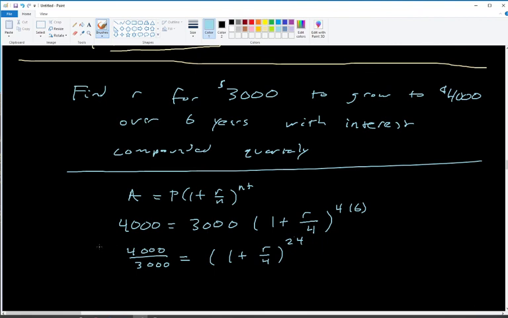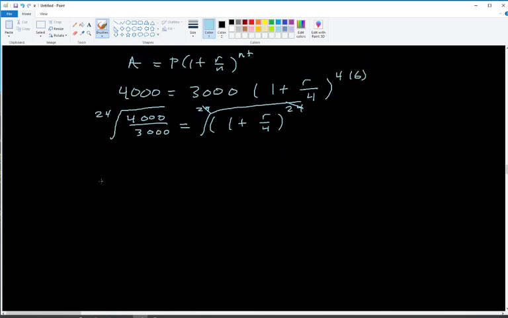So we're going to take the 24th root of both sides in order to cancel the 24th power. A 24th root could be written as the power of 1 over 24. And 4,000 divided by 3,000 reduces to 4/3. So we're going to write the left-hand side as 4/3 to the 1 over 24th power equals 1 plus r over 4. So 4,000 divided by 3,000, that's the ratio 4 over 3. And if you have a 24th root, you can write that as 1 over 24th as a power.